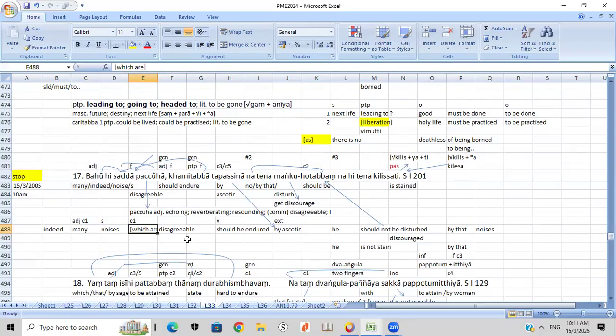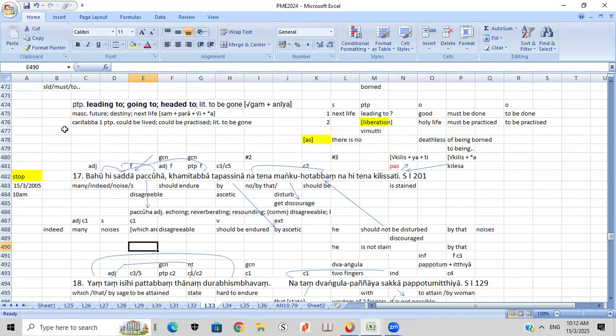So this will become a predicative adjective. That means noises which are disagreeable. So this is how you connect. That's why it is put as a comma. So follow this part. The words "which are" are not there in the text.